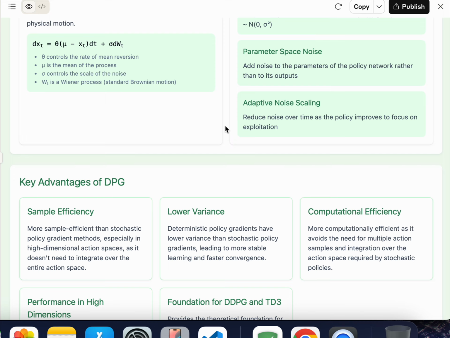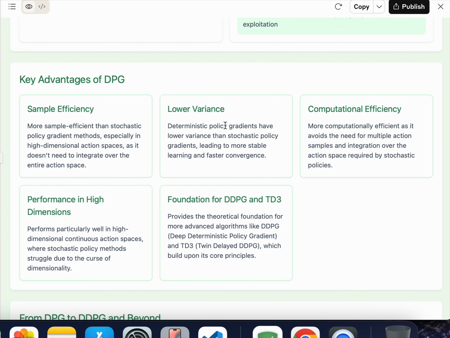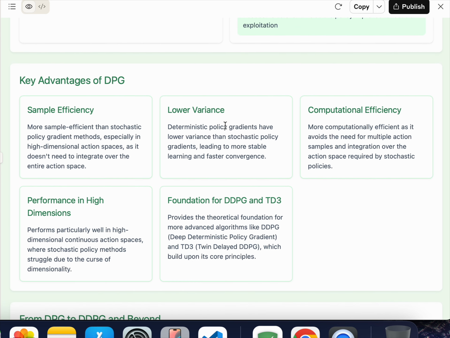Now let's take a step back and look at why DPG is used at all. What does it offer? First, it is more efficient in terms of data because we don't have to sample multiple actions from a distribution or integrate over them. We use fewer samples to learn something useful. Second, the gradients are cleaner. The updates we get from DPG have lower variance than what you would get from stochastic methods. That often leads to faster and more stable learning.